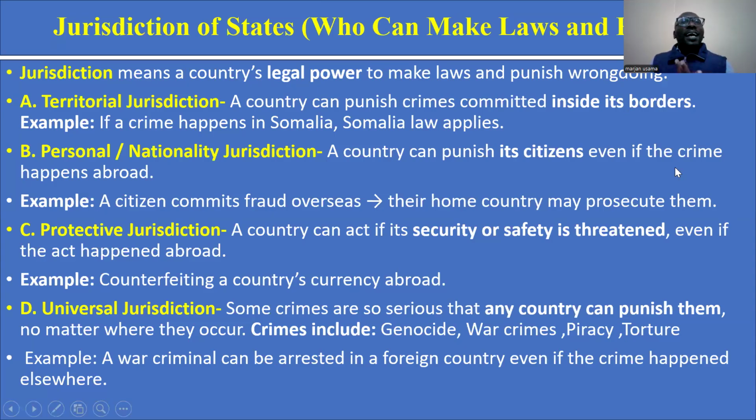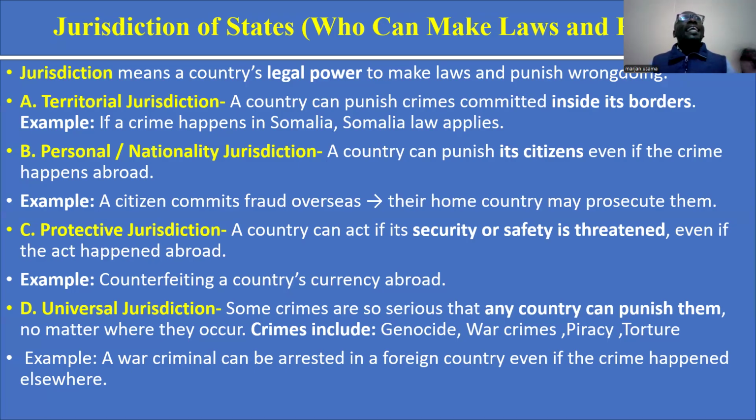So, if a country has the legal power, it basically means a country can make law and can punish. If you cannot make laws, and if you cannot punish wrongdoers, then you don't have a government, you don't have a country. It is just fawda, it is chaos in your country. So, we have different types of jurisdiction. This is very important. We have 4 types of jurisdiction.